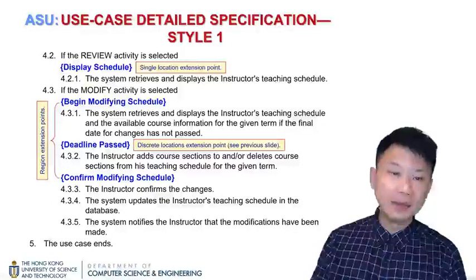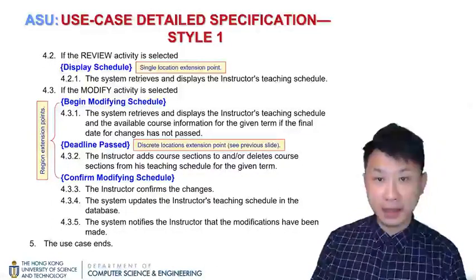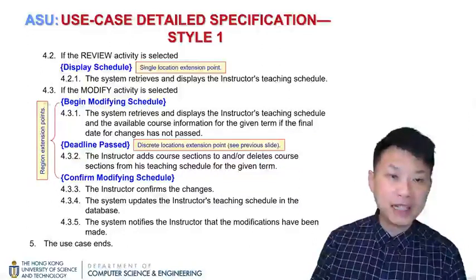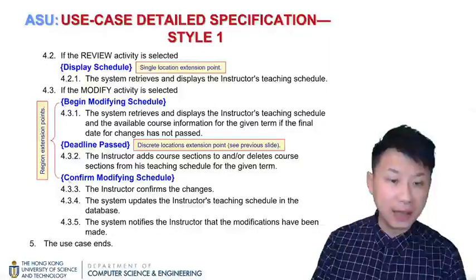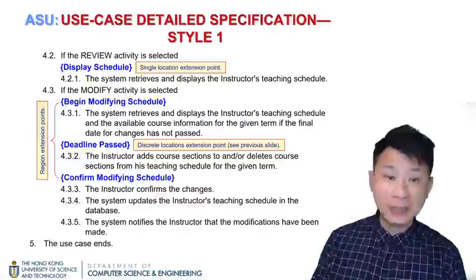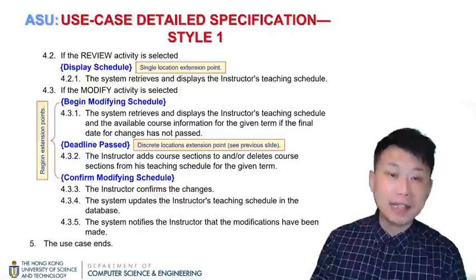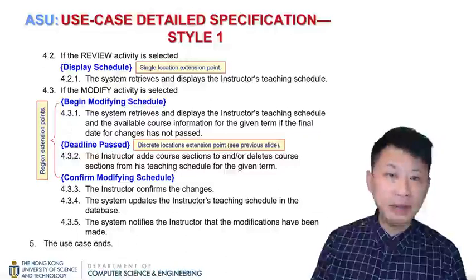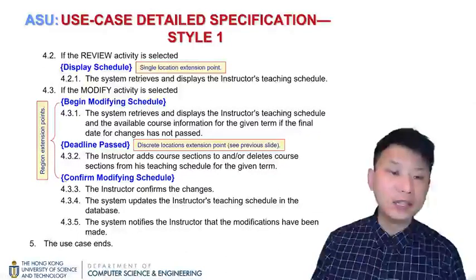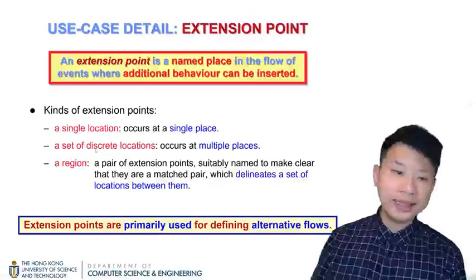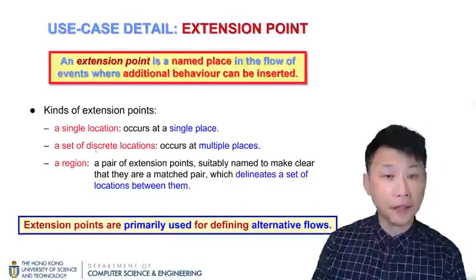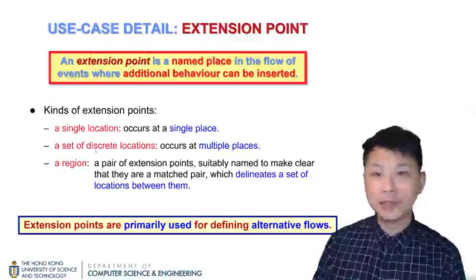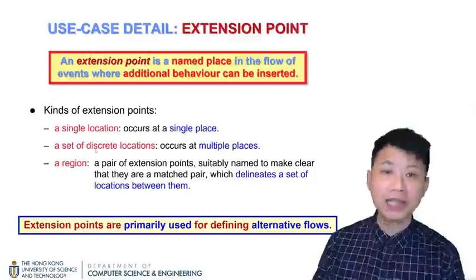Finally, we may also define region extension points, and this is an example. We define this region starting from begin modifying schedule and ending with confirm modifying schedule. This region we specify as a region extension point, so anything special happening within this region, we can always refer to this region extension point. Notice that extension points are primarily used for defining alternative, exceptional, or optional behavior within the use case specification.